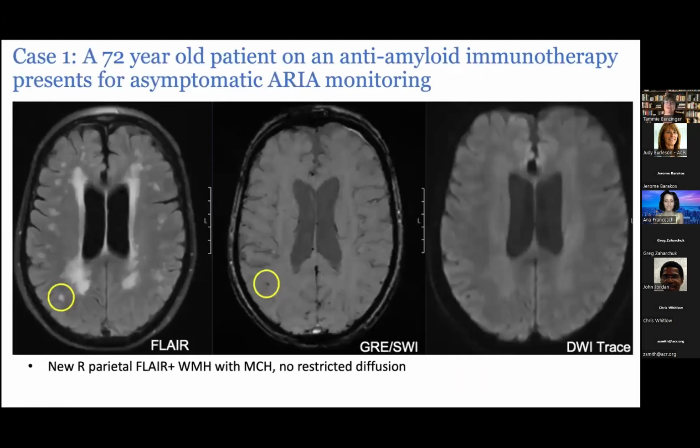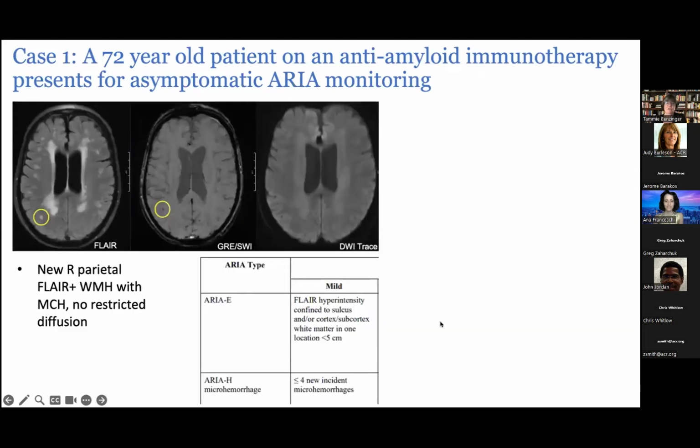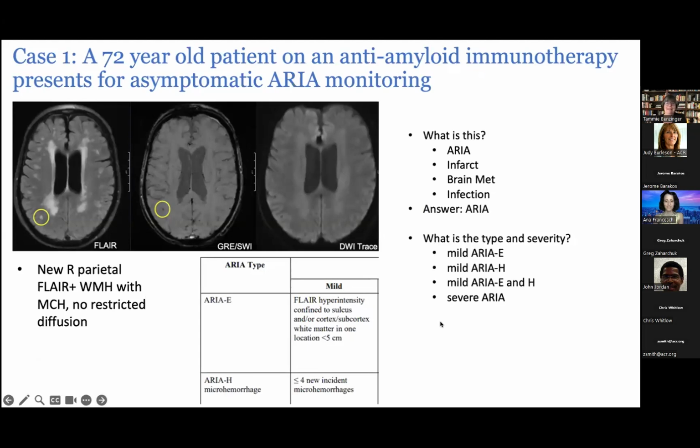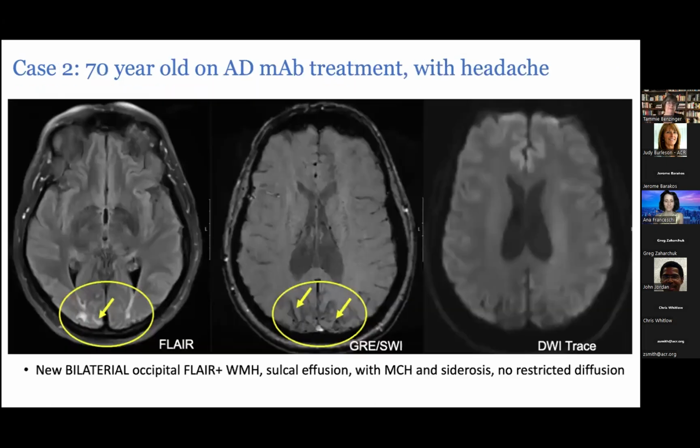So here's a case, 72-year-old here for ARIA monitoring. You can see that there's a FLAIR hyperintensity and associated microhemorrhage without diffusion restriction. So this would be a great example of ARIA, obviously. And we're going to call this mild because we have just one area, but it's going to be E and H because we have both of those findings. And I recommend putting these just on separate lines in your impression to make it easier for the neurologist.